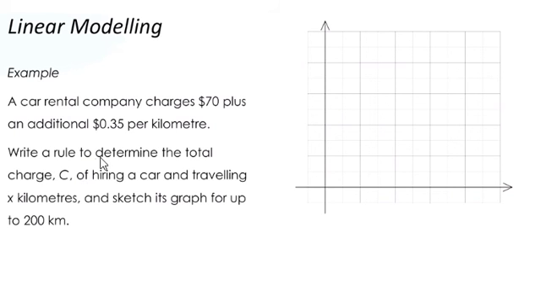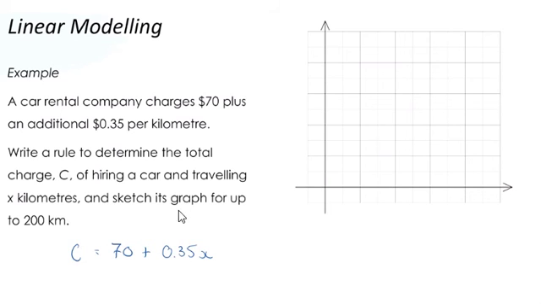So we're going to write a rule to determine the charge C for hiring a car and traveling x kilometers. And then we're going to sketch it for up to 200 kilometers. So my rule here will involve that $70 and then that additional 35 cents per kilometer. So C is going to equal $70, we're always paying that $70, plus 35 cents per kilometer. So if I'm driving x kilometers, I'm going to have 0.35x. So that's going to be my rule. That's $70 we're paying straight away, and then 35 cents for every kilometer.